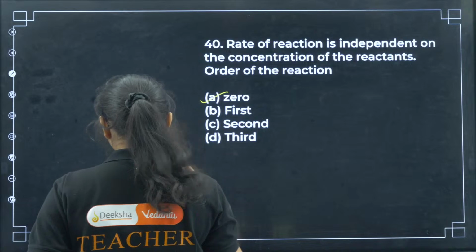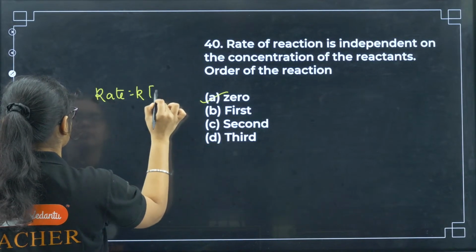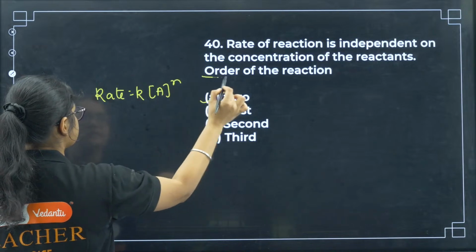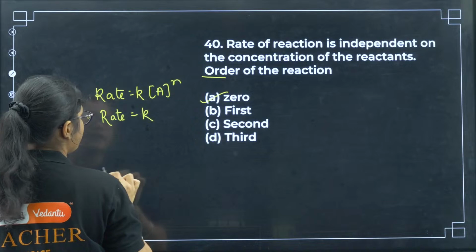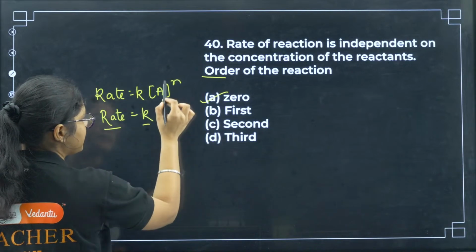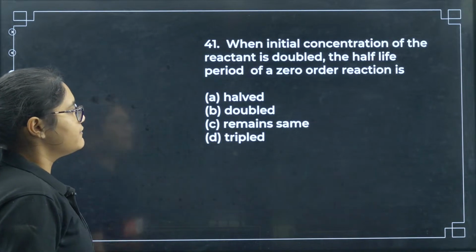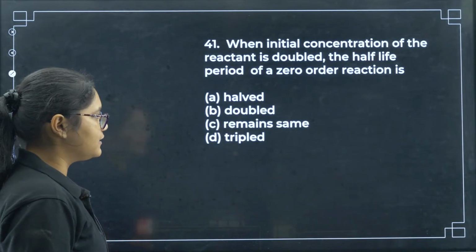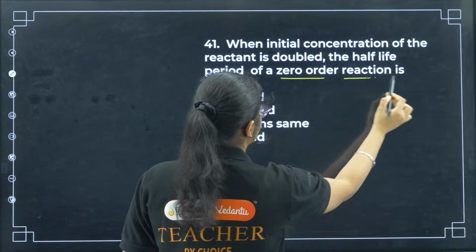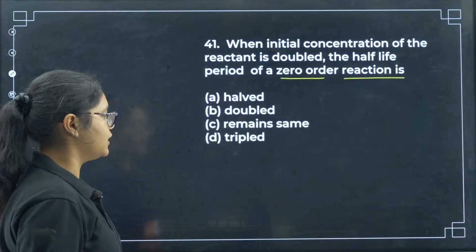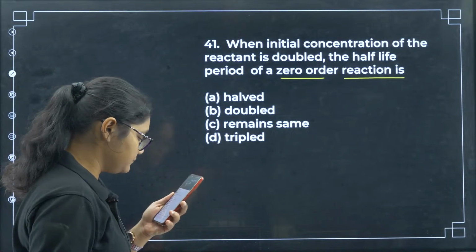40 A. Yes, you know, if I write the rate is equal to K into [A] to the power of n, if it is a 0th order reaction, then rate will be equal to K, right? So I can say that rate is independent of the concentration. So that is your 0th order reaction. When the initial concentration of the reactant is doubled, the half-life period of a 0 order reaction is halved, doubled, remains same, or tripled. Yes, can you guess this answer?